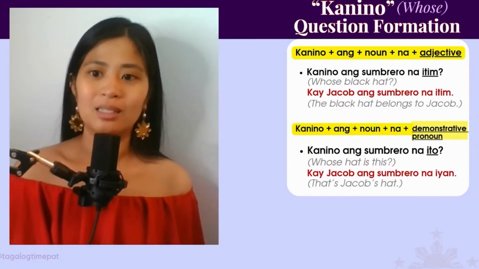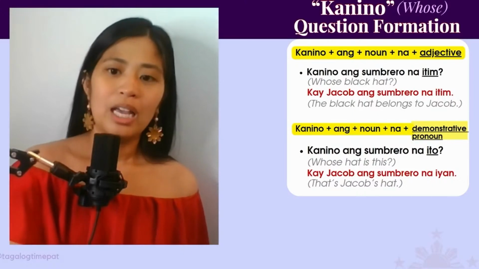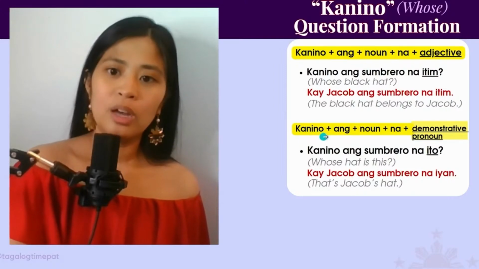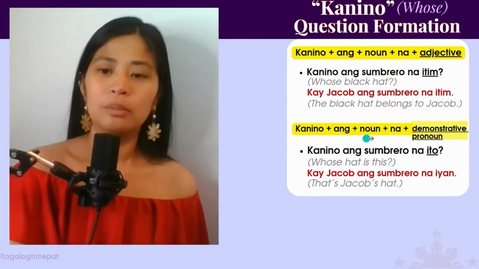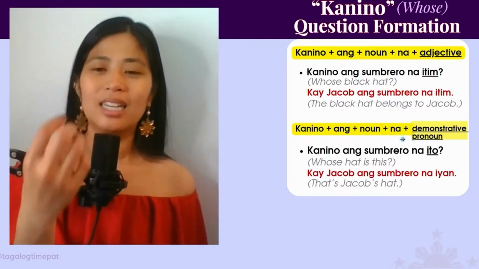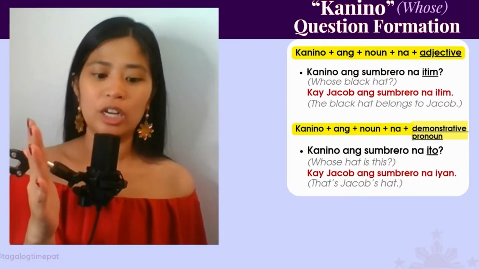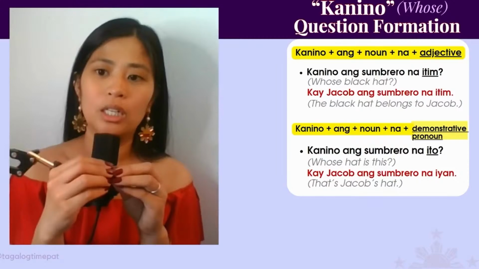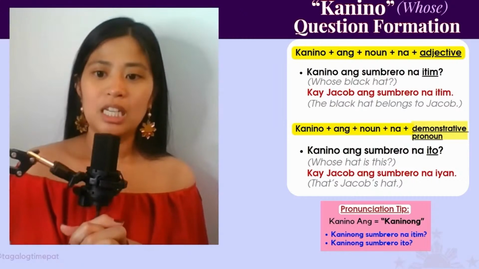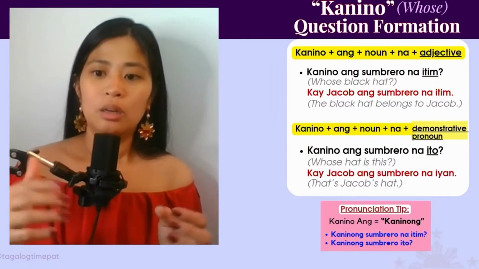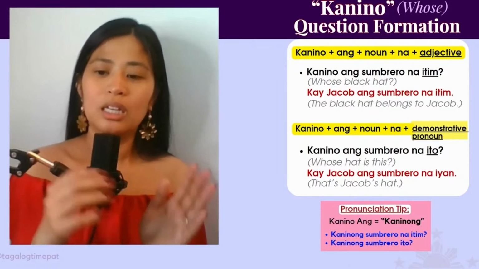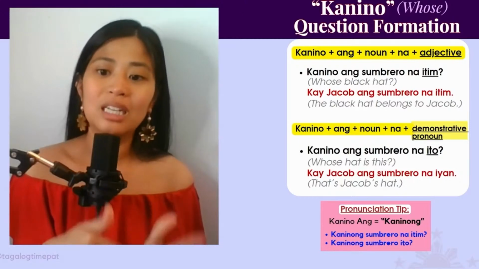That's Jacob's hat. Okay, so hopefully you can see here, there's just this pattern of kanino, then the noun, ang plus a noun, na, it's like a sentence marker. Again, sometimes it doesn't have a direct translation, but it's like the linking word for the adjective or for the pronoun. And then just a pronunciation tip, kanino ang can be put together in a contraction. It would be kaninong. Kaninong sombrero na itim. Or kaninong sombrero ito.